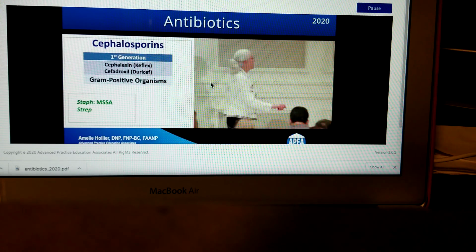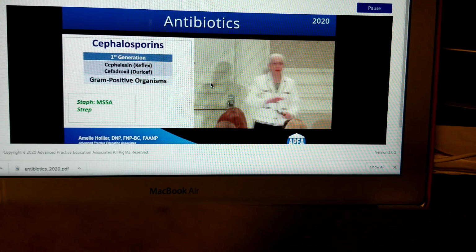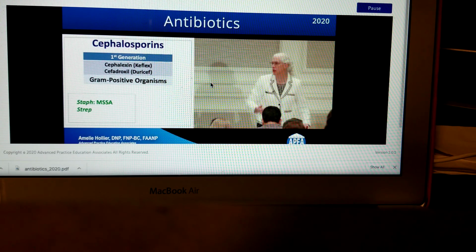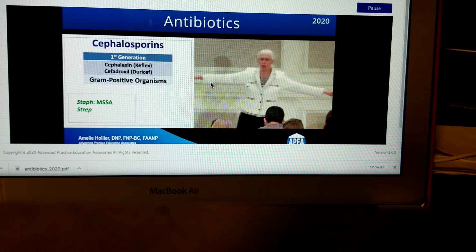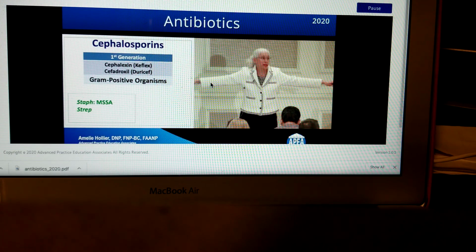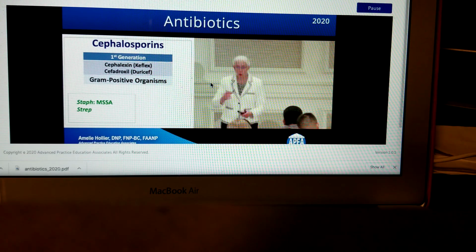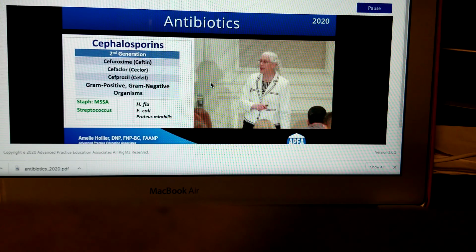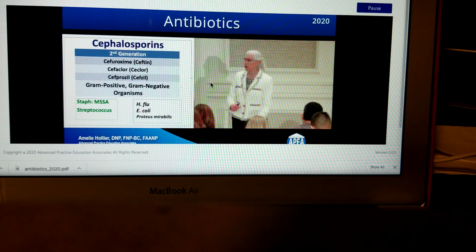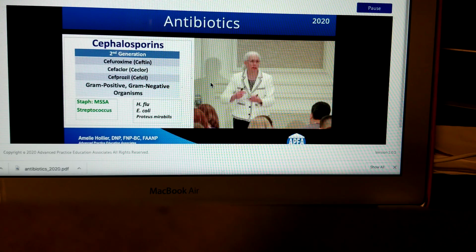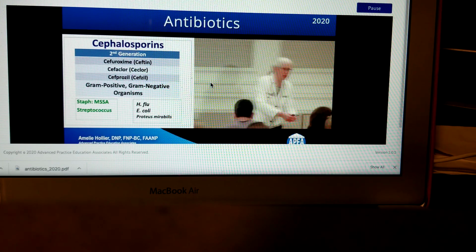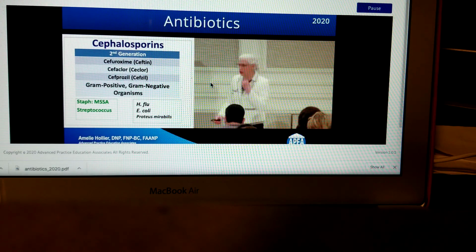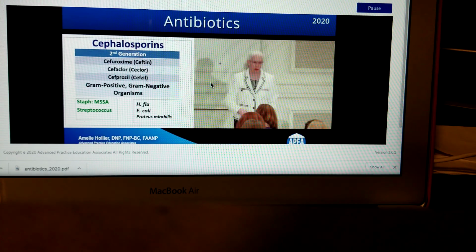Let's take a look. The first generation cephalosporins, I think you know them well. It's Keflex and Duracef. When do you give a patient Keflex and Duracef? For what kind of infections? Skin and skin structure infections. What grows on your skin? Staph, gram-positive. What do the first generations kill? Gram-positive organisms. The second generation cephalosporins, those are drugs like Ceftin, Ceclor, Cefzil. Those are second generations. They kill both gram-positives and gram-negatives.